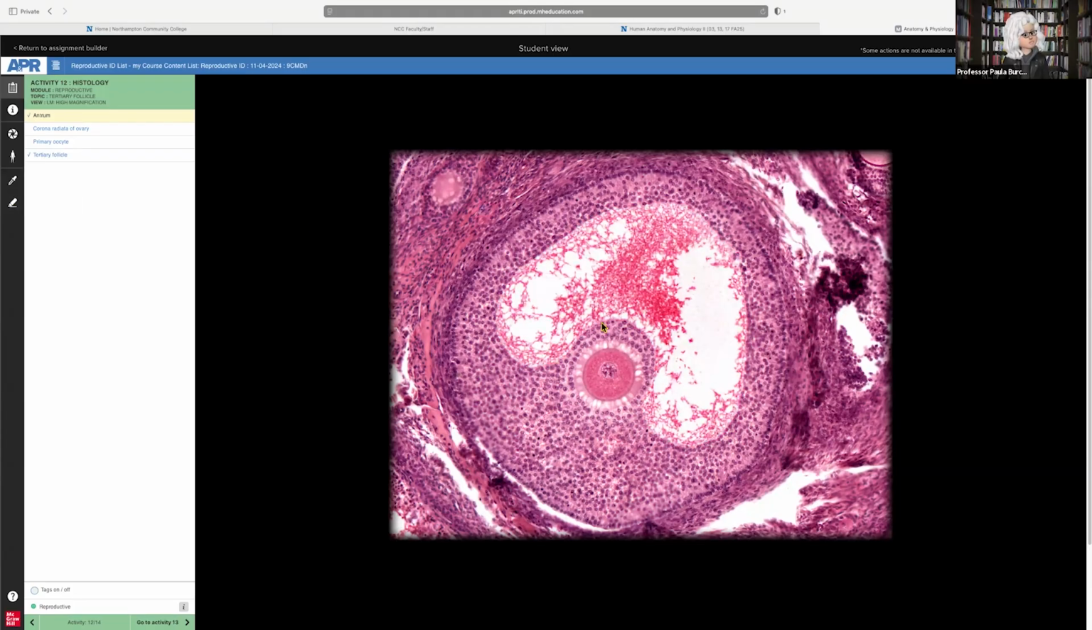This is going to push the oocyte, which is this right in here, over to the side. The oocyte will be surrounded with some cells called the corona radiata. And again, inside that, you will have a primary oocyte. So for a tertiary follicle, again, look for this antrum, this fluid-filled area.